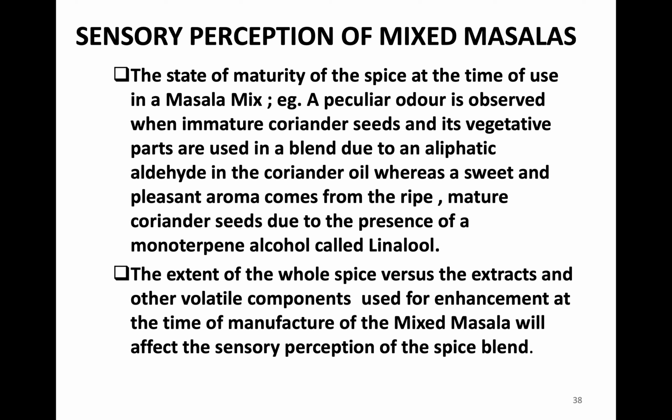The state of maturity of the spices at the time of use in mixed masala, for example, a peculiar odor is observed when immature coriander seeds and its vegetative parts are used in a blend due to an aliphatic aldehyde in the coriander oil, whereas a sweet and pleasant aroma comes from ripe mature coriander seeds due to the presence of a monoterpene alcohol, linalool.